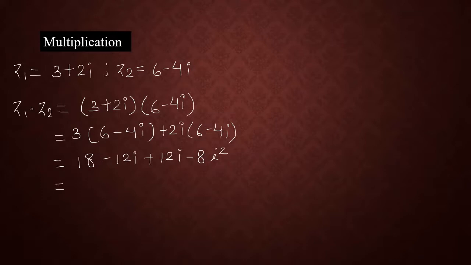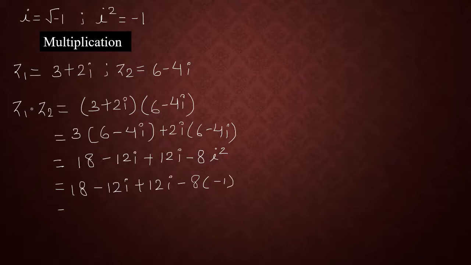In the next step we write out 18 minus 12i plus 12i, and this minus 8 as it is, and the basic value of i square which we derive. As we know, the value of i is square root of minus 1. So by this we can write that the value of i square is equal to minus 1. So wherever we have i square, we'll replace it by minus 1. So in the next step we get 18 minus 12i plus 12i plus 8.